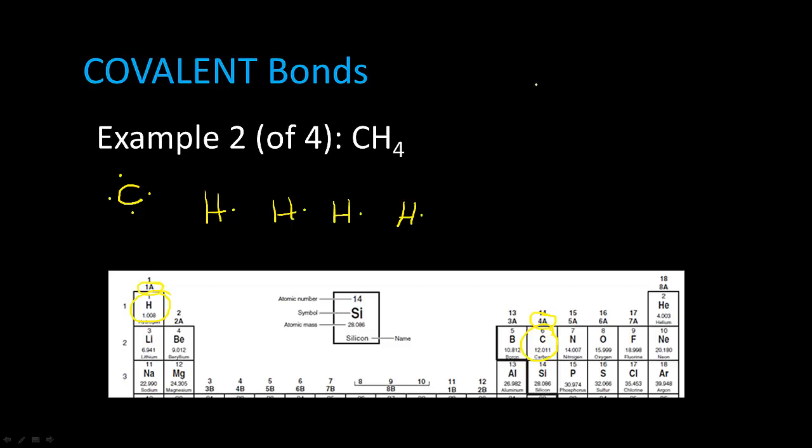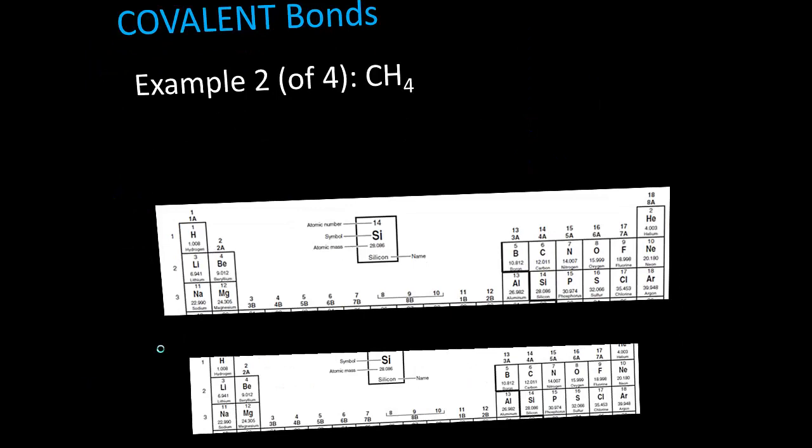Second step is to arrange a skeleton structure where the central atom is in the middle. Now the central atom's always carbon if carbon is present. So carbon is our central atom. Next step, we connect our elements so that hydrogen each has one shared pair of electrons. And lastly, we take our shared pairs and we connect them with a line. This is what our Lewis dot structure looks like for methane.